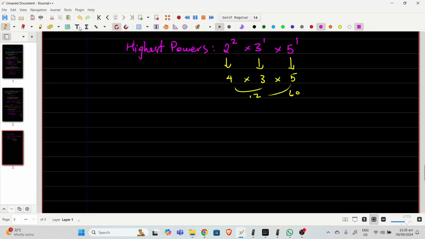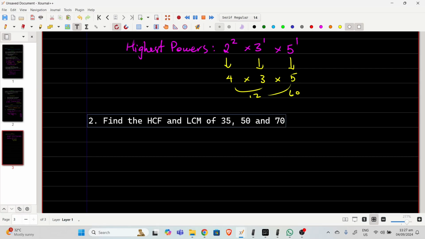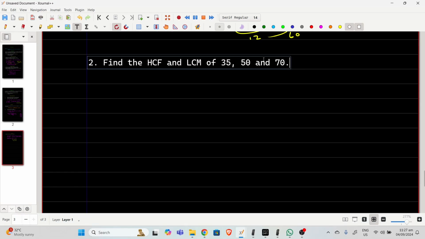So that's the LCM and the HCF of these two. Let's do another one. All right, number 2. Let's say find the HCF and LCM of 35, 50, and 70. These are some big numbers, and I made it big on purpose so I can show you what my thought process is when I'm solving for big numbers like this.